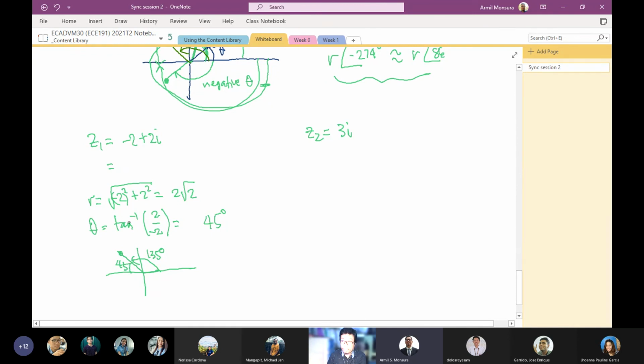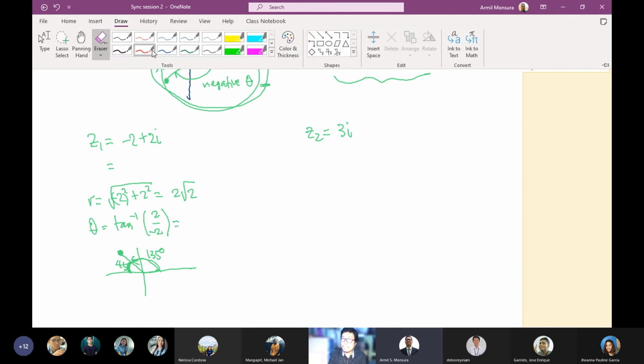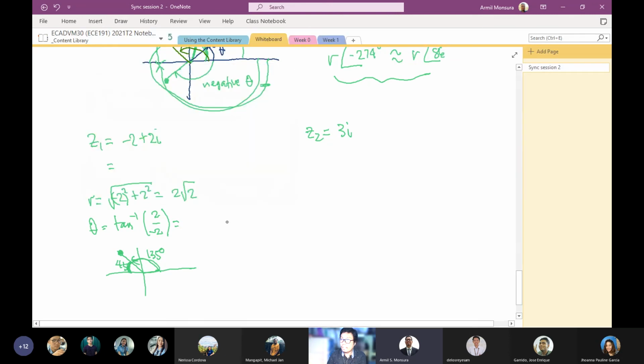And then, from there, locate nyo kung nasang quadrant siya. So, we have known that this is on the second quadrant. So, therefore, this 45 degrees that you were able to solve is this one. But the angle that we are looking for is this, yung galing sa positive x-axis. So, therefore, that angle is written now as 135 degrees. So, therefore, this is 2 square root of 2 angle 135 degrees. Is that clear?